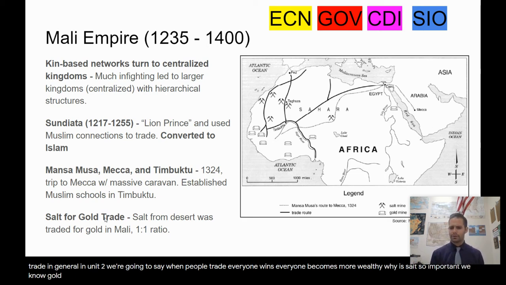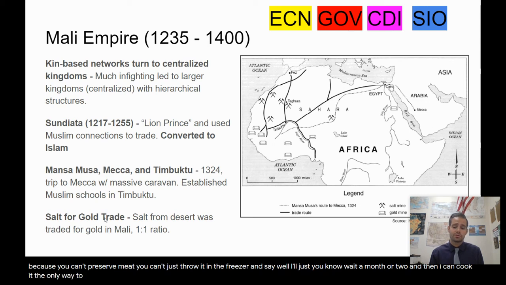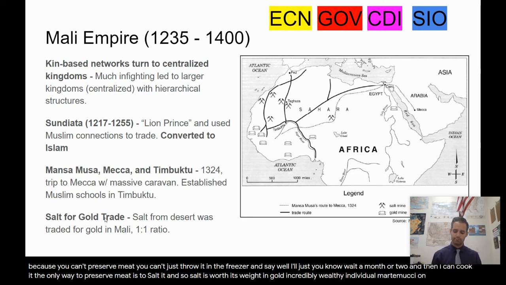We know gold's important, we get that. Why is salt important? Well, in this time period, there's no refrigeration. If you have meat, you have to cook it and eat it right away because you can't preserve meat. You can't just throw it in the freezer and say, well, I'll just wait a month or two and then cook it. The only way to preserve meat is to salt it. And so salt is worth its weight in gold. If you have salt or you have gold, you are an incredibly wealthy individual. Mansa Musa and the Mali Empire had both.